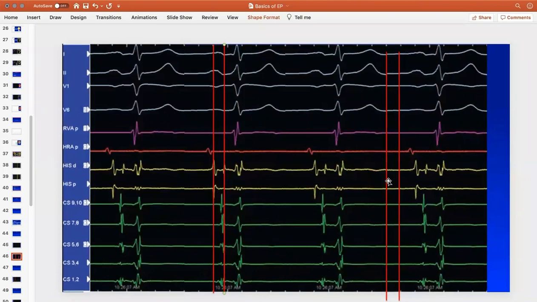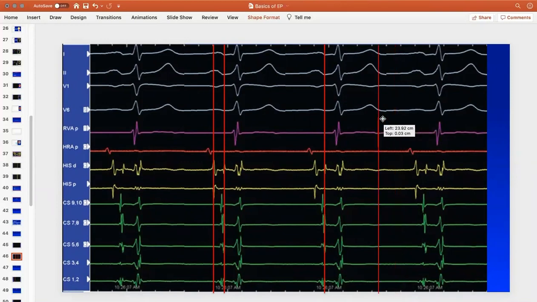Okay, so now let's measure our HV interval. So Nasser, walk me through. From the H in the HIS catheter to the first V. V where? The first one. Like here, maybe the RV. Okay, so you just put the line in and you find your earliest V. And here your earliest V happens to be at the RV apex. So this is how you measure your HV.